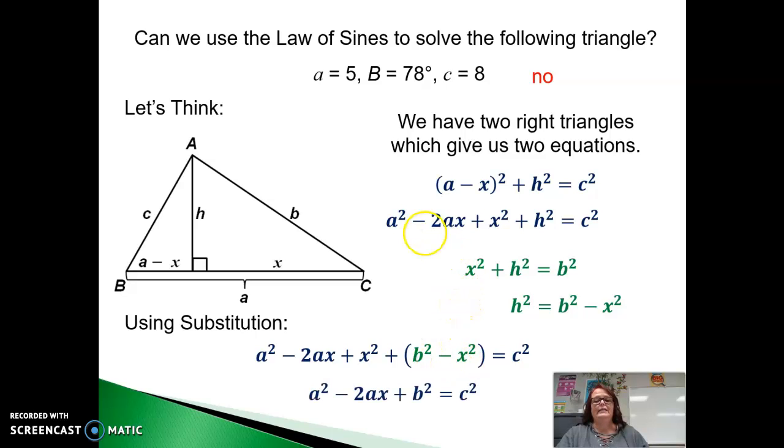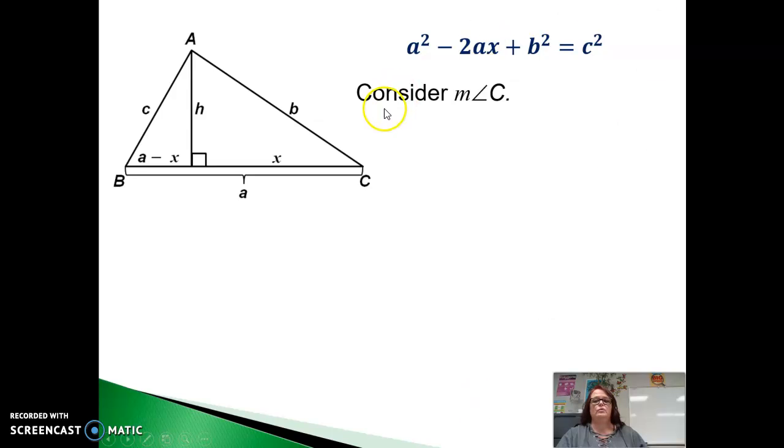All right, so cleaning this up, since there's a positive 1 in front of this parentheses, I can drop the parentheses, and I notice this x squared cancels with this negative x squared. So we're left with a squared minus 2ax plus b squared is equal to c squared. So that's what we have.